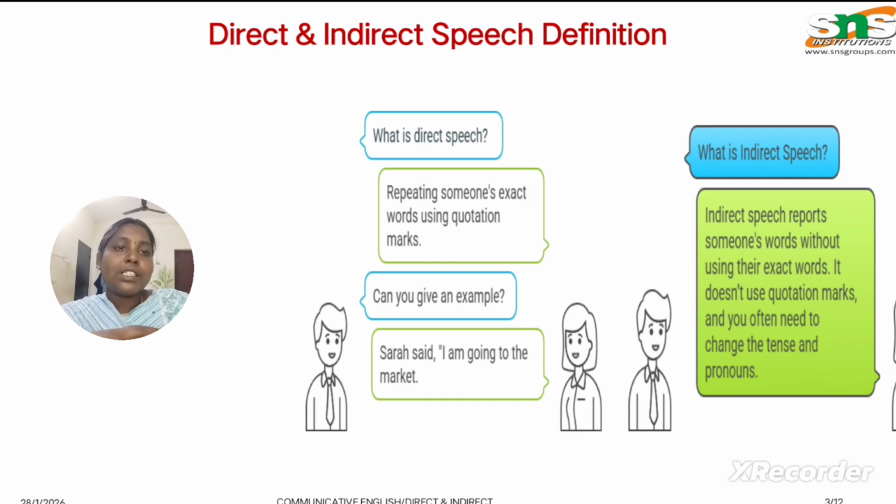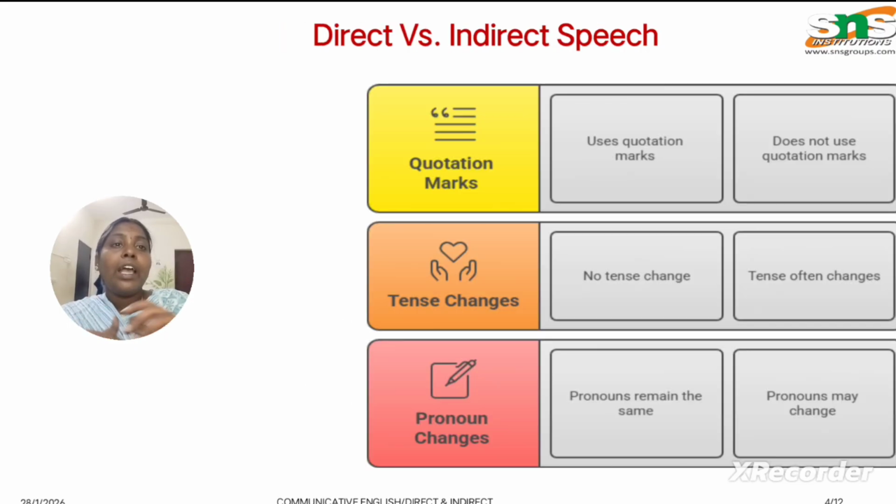So here are the definitions to understand direct and indirect speech. I have explained it already. The quotation marks help us to find out which speech it is, and the transformation or identification of tense changes and pronoun changes. These two are important points to be noted while transforming a direct speech sentence into indirect speech.